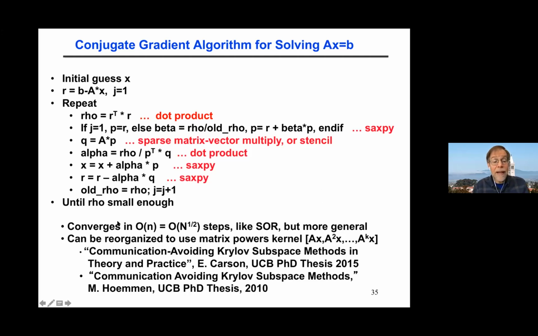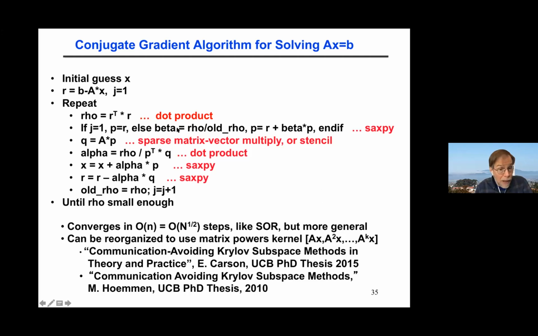And as I said, this converges in the same number of steps as successive over-relaxation, but it applies much more generally. I'm not assuming very much about this matrix at all. Now, to take every step is going to require basically a barrier, because I'm going to have to do a couple of dot products and a matrix vector multiply.